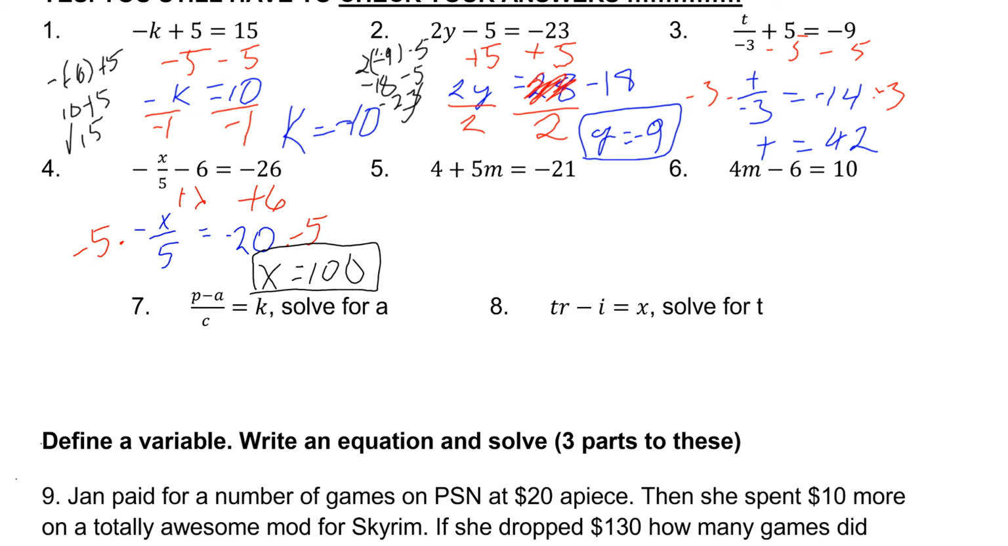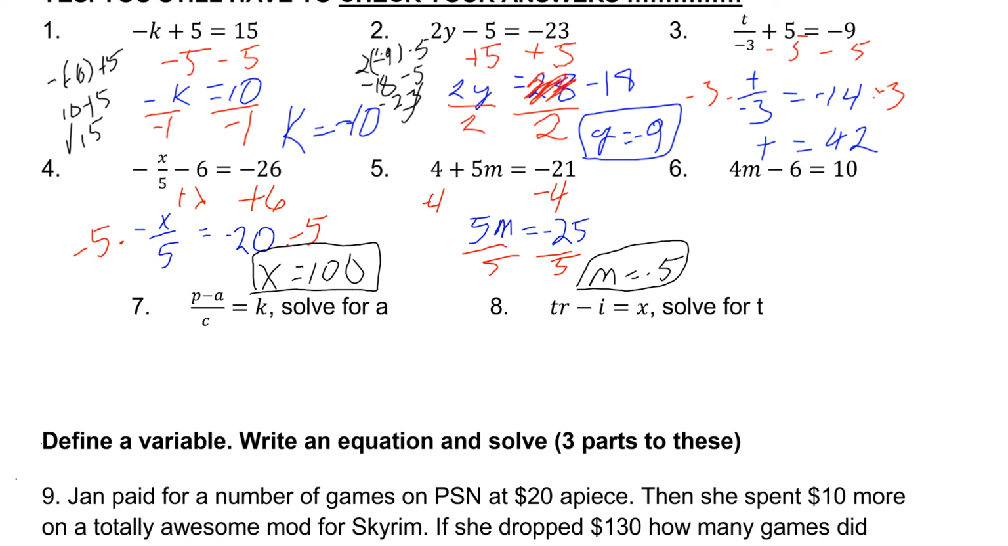Next problem. We subtract 4 from both sides. And that's going to leave me with 5m equaling negative 25. And then we divide each side by 5, and that's going to leave me with m equaling negative 5. So let's check: negative 5 times 5 is negative 25. Negative 25 plus 4 is negative 21.